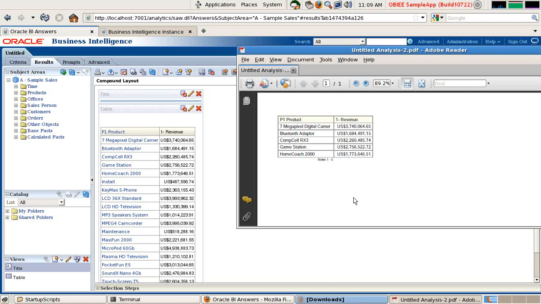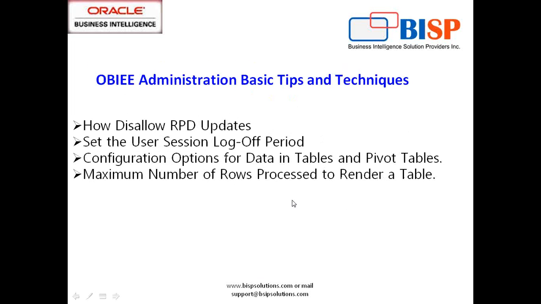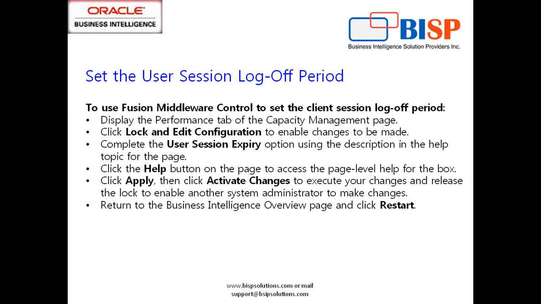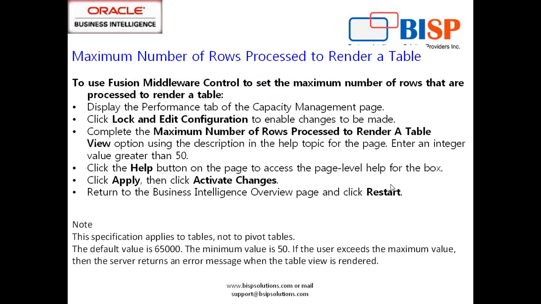So we discussed 3 basic parameters today. We discussed how to disallow the RPD from being updated. We also discussed how to ensure your session times out if the user is unattended for a given time frame. We also saw how to specify the number of rows to be downloaded and the number of rows to be displayed per page. And finally, I showed you that even after your query gets processed, when you export this, you can confine the number of rows to be exported from the system.